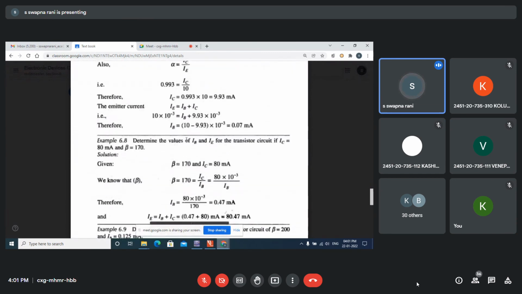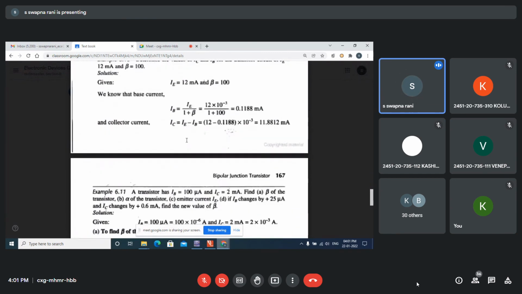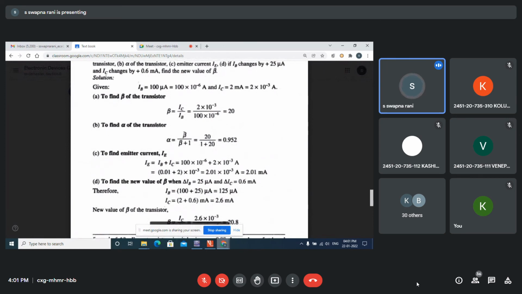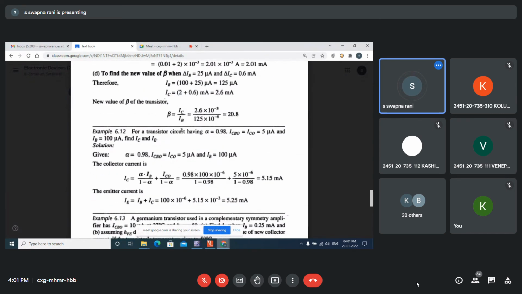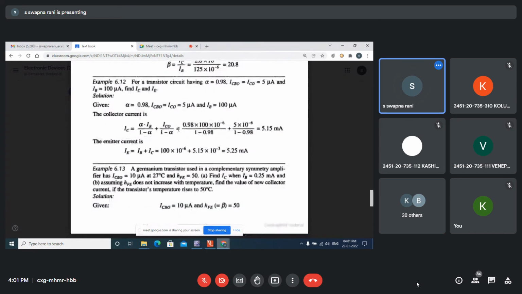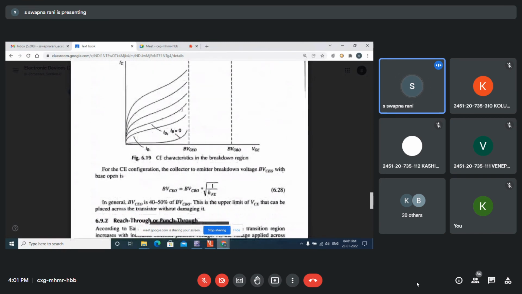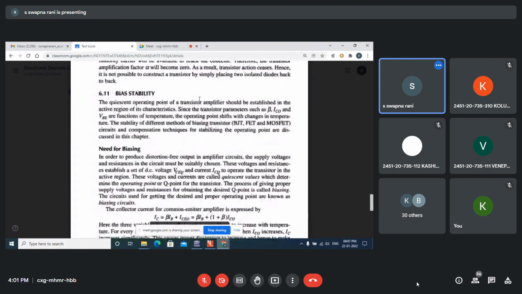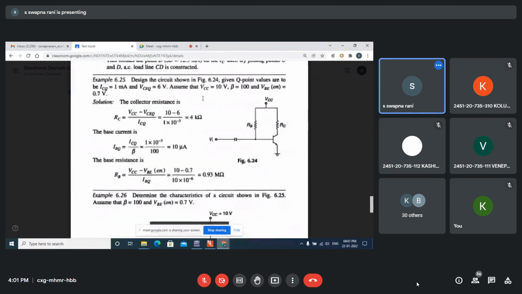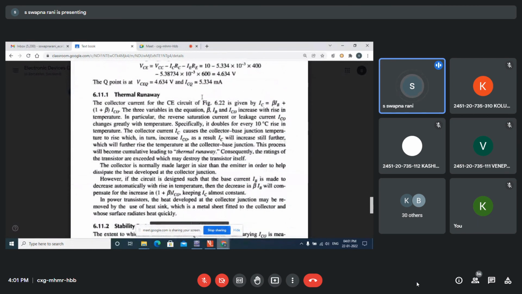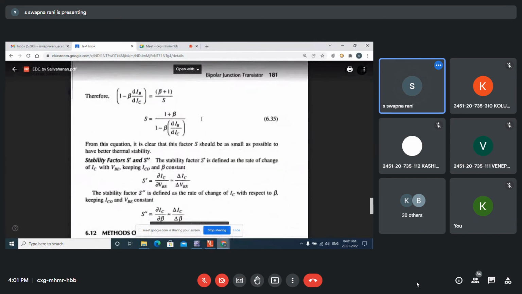So do practice these problems on alpha beta relations and alpha, beta, gamma, IB, IC, IE. So many problems are there in this textbook, so please practice them. And designing of the biasing circuits is also very important.